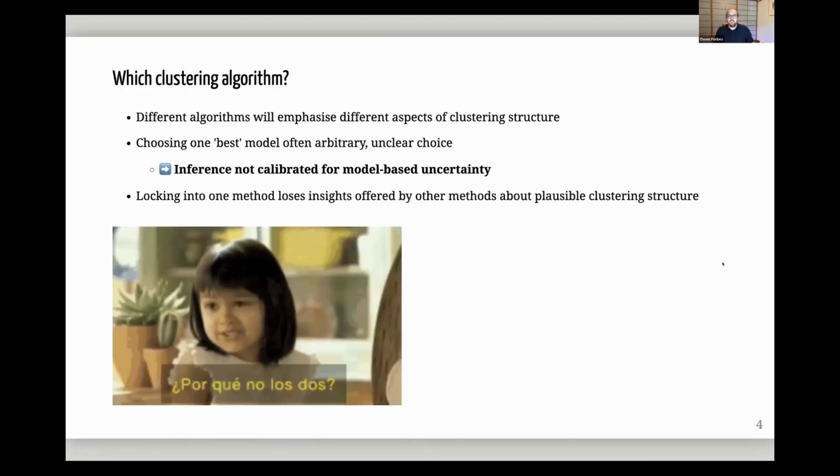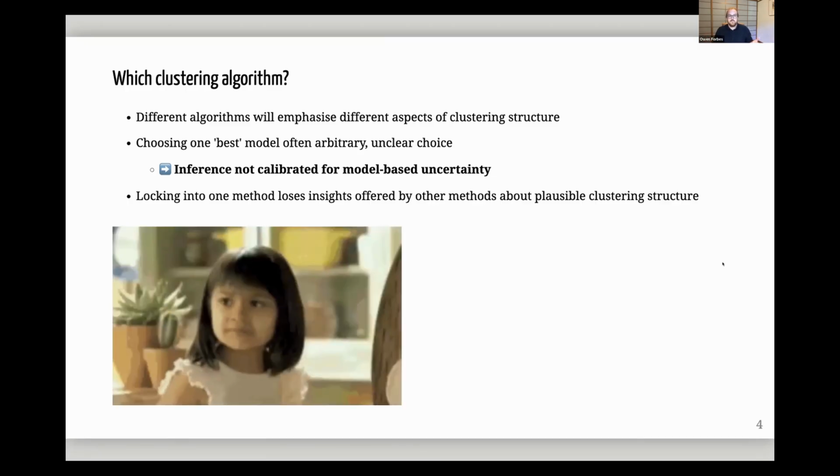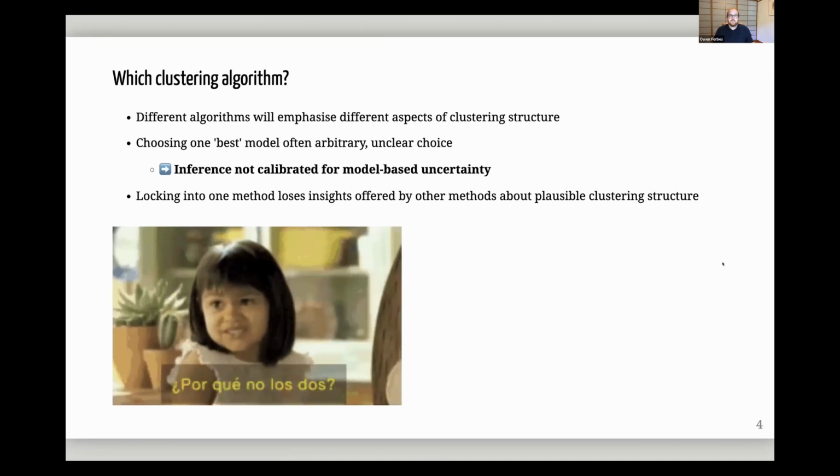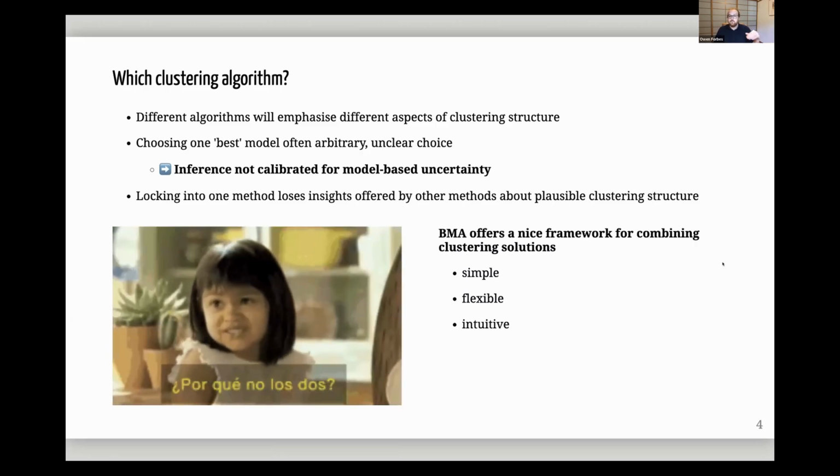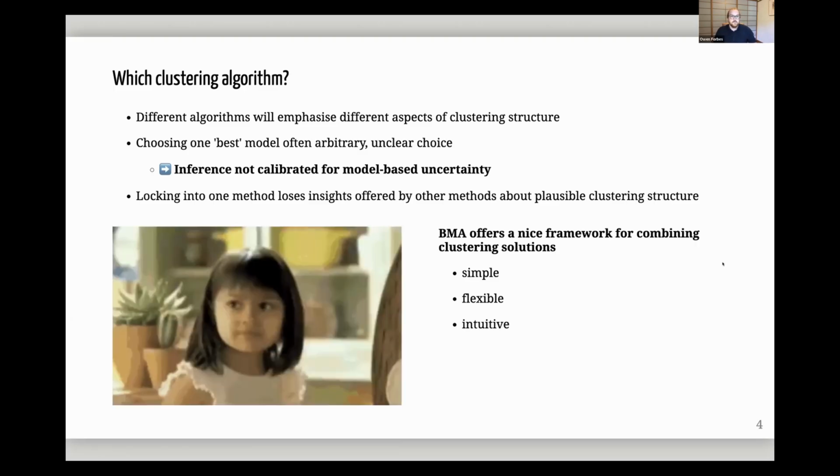There are some nice ways available in the existing literature to combine clustering solutions. Today I'm going to be talking to you about how using Bayesian model averaging is a really nice approach that offers a simple, flexible, and intuitive framework to combine these clustering solutions.